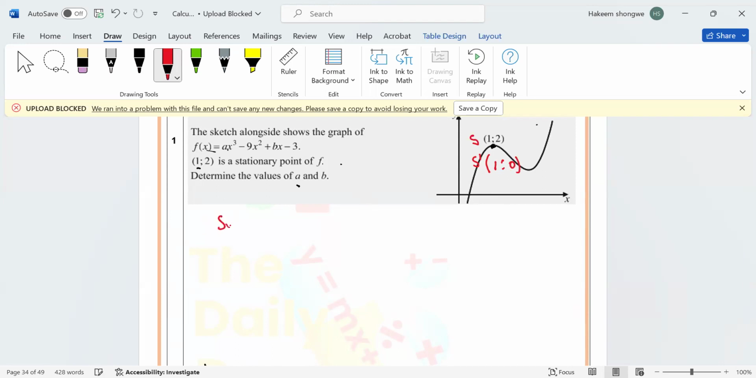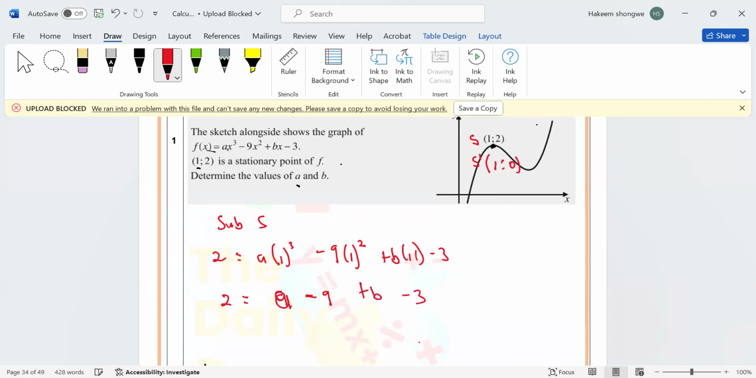First, we're going to start by subbing S. If you sub S, according to S, what is y? It's 2. When y is 2, what is x? So you're going to have a multiplied by 1 all cubed minus 9 multiplied by 1 all squared plus b multiplied by 1 multiplied by minus 3. And then from here onwards, I'm going to have 2, which is going to be equal to a minus 9 plus b minus 3.